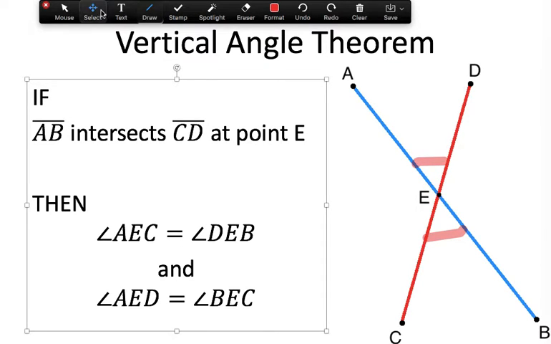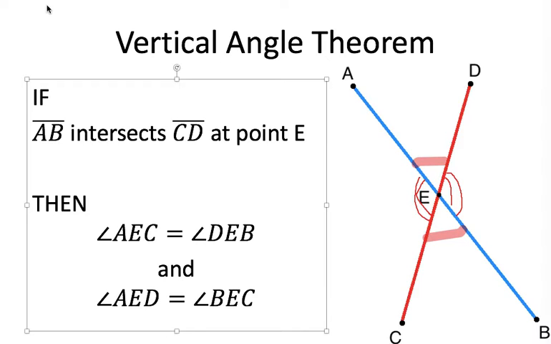And these two angles over here are going to be equal to each other. So basically the angles that are opposite of each other, on the opposite side of the intersection point. For this particular drawing, that means angle AEC is equal to angle DEB, and angle AED is equal to angle BEC.